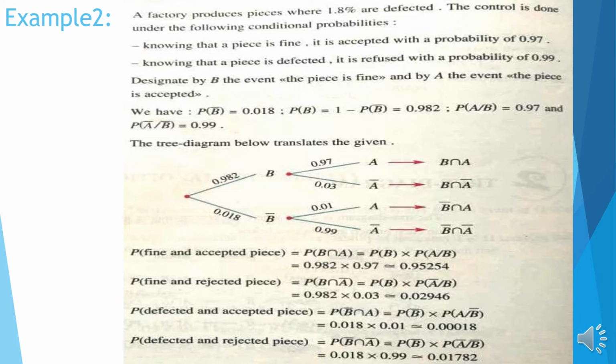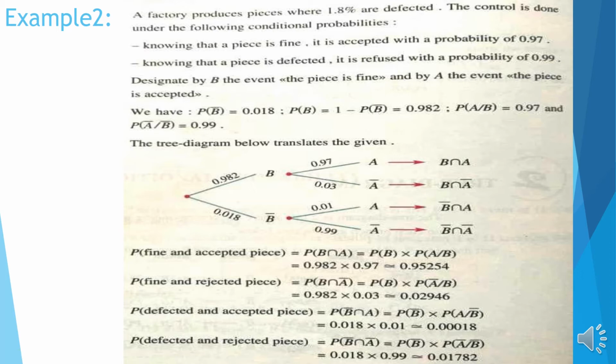Now the tree diagram. If we select one at random, it becomes B or not B, meaning fine or not fine. What is the probability that we get not fine? It is 1.8%, meaning 1.8 over 100. That is why we got not fine. Notice, not fine, the probability of B bar is 1.8 over 100, which is 0.018. So what is the probability of B here? 1 minus the probability of B bar, 0.982. So if we select one at random, it may be fine or not fine.